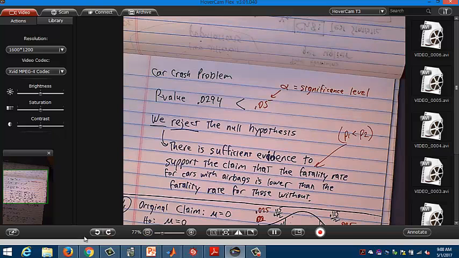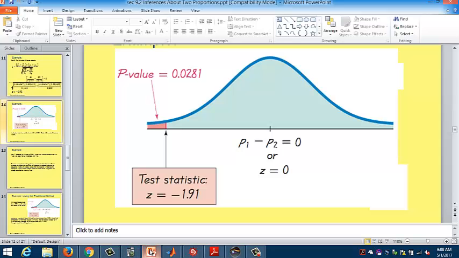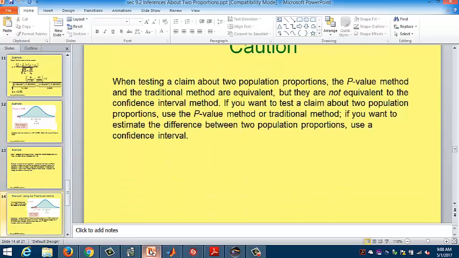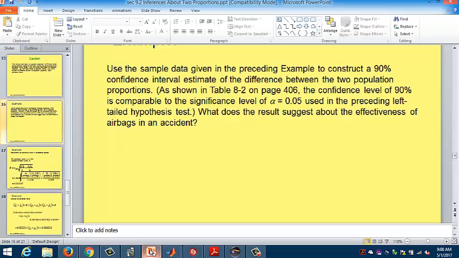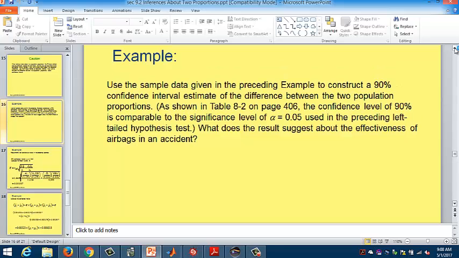Okay. Here is why I wanted to talk for a few minutes today. Not so much that we need to go over that again, but this. Right here. We're going to do the same data, the same problem. And we're going to test the claim a different way now. The claim was that airbags reduce fatality rates, right? And we did it with the hypothesis test. You should know that there's two ways to do it, right? You can do it with the p-value method or you can do it with the critical value.